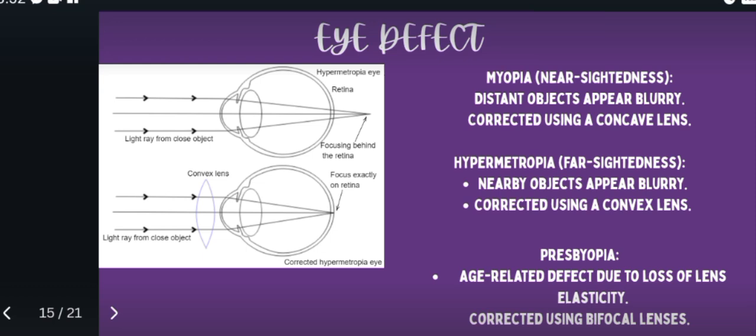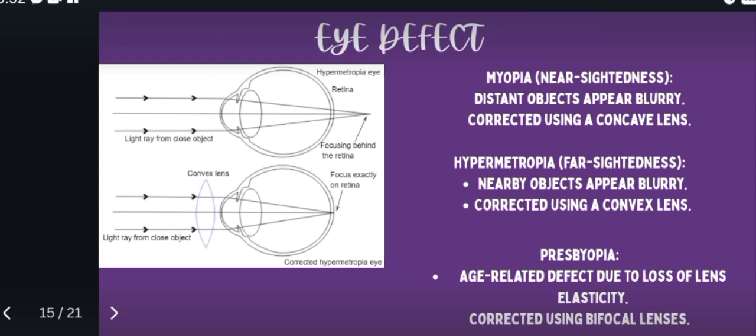And then next, hypermetropia, which is farsightedness. So it is the opposite of myopia, the nearsightedness. Nearby objects appear blurry, while the far objects appear clear. So we will use a convex lens to correct our vision here.